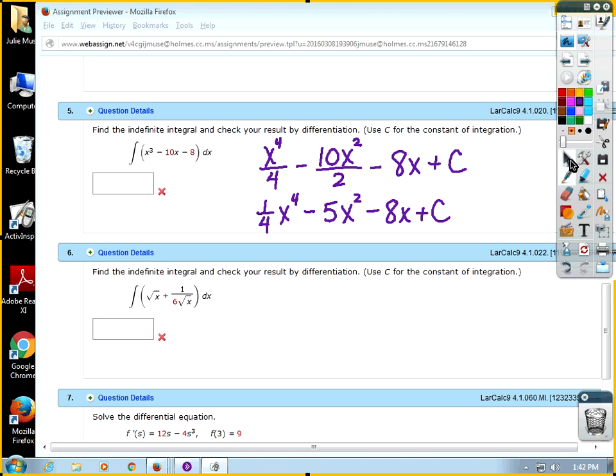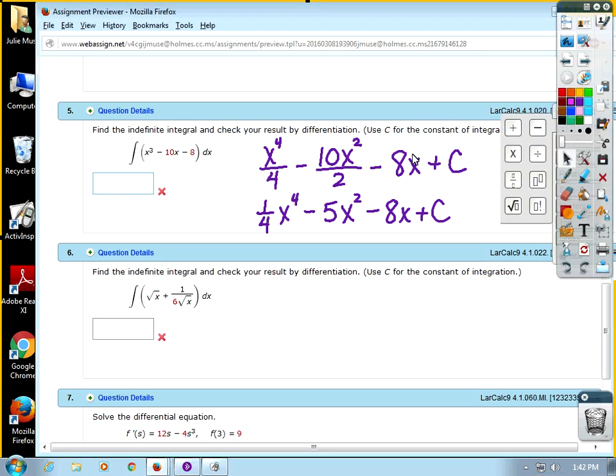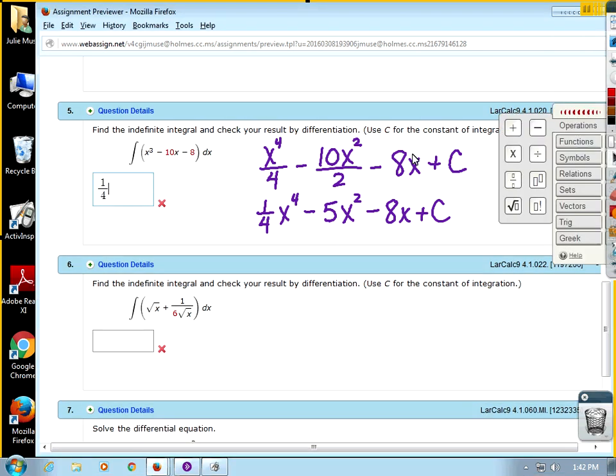I kind of like the 1/4 x to the 4th a little better than x to the 4th over 4 for some reason.